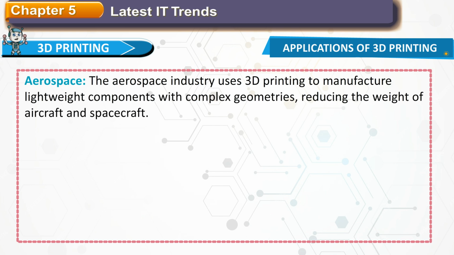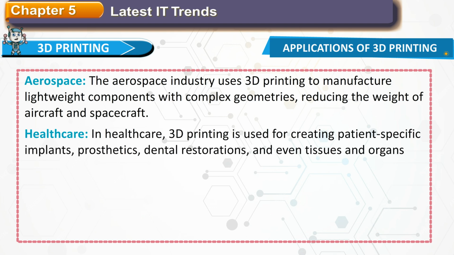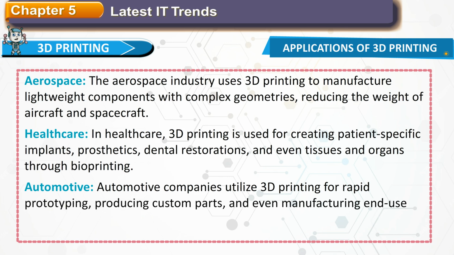Aerospace. The aerospace industry uses 3D printing to manufacture lightweight components with complex geometries, reducing the weight of aircraft and spacecraft. Healthcare. In healthcare, 3D printing is used for creating patient-specific implants, prosthetics, dental restorations, and even tissues and organs through bioprinting. Automotive. Automotive companies utilize 3D printing for rapid prototyping, producing custom parts, and even manufacturing end-use components like interior trim pieces.